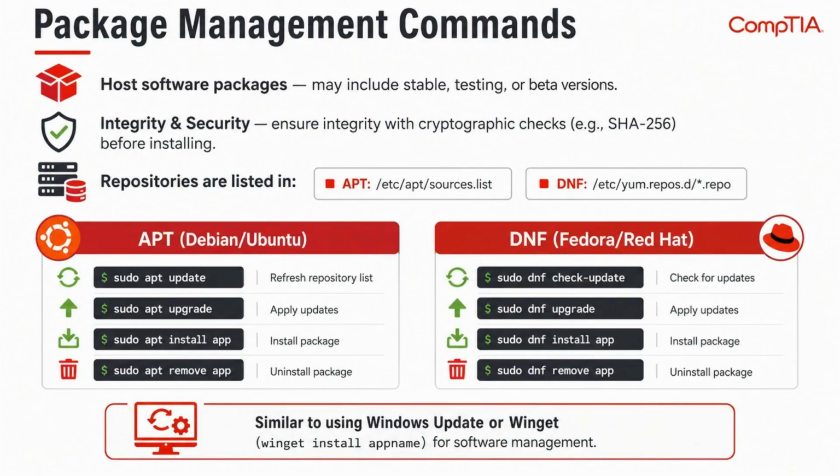Repositories are the backbone of secure software management. By maintaining lists of verified packages, they protect system integrity through cryptographic checks. Both APT and DNF allow users to refresh these lists, upgrade existing software, or remove packages with simple commands.